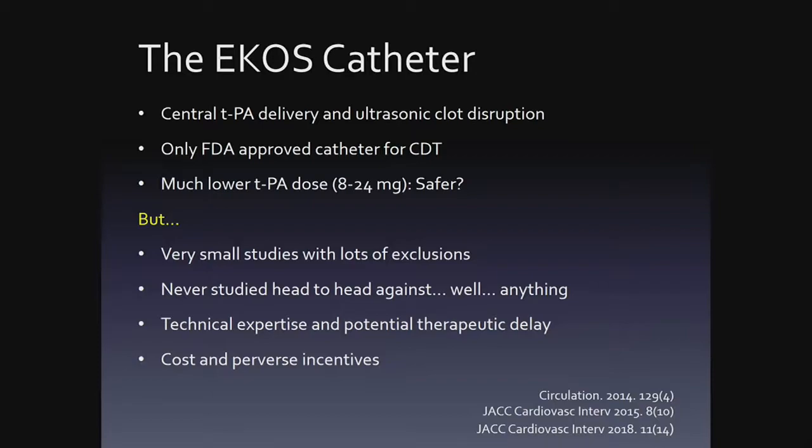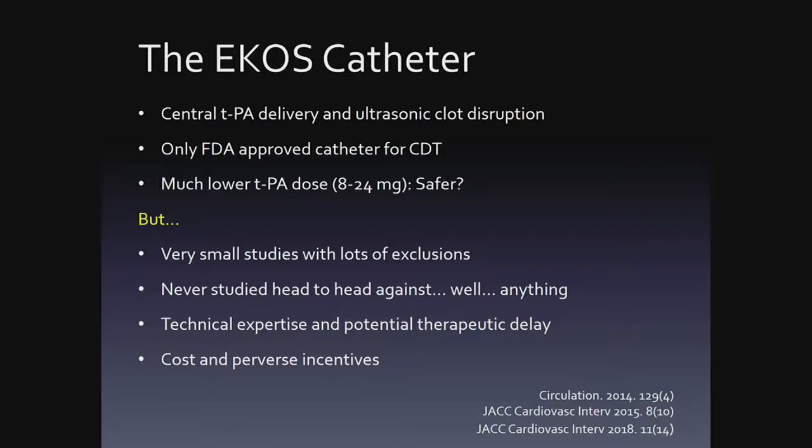So the idea is that we're giving centrally delivered thrombolysis through a catheter that's parked right above the pulmonary artery. Because it's sitting right on top of the clot, we can give a much smaller amount of TPA, as little as perhaps even 6 milligrams. The ultrasound supposedly breaks up the clot more to allow more TPA to interdigitate into the clot. And the idea is if we can give a lot less TPA, it's safer than systemic thrombolysis, right?